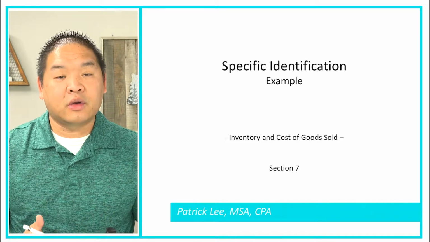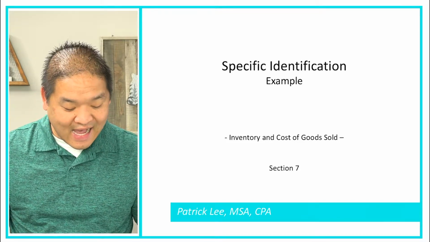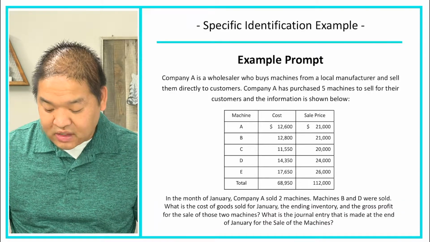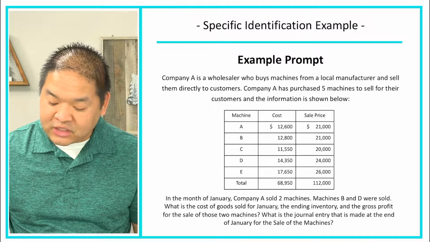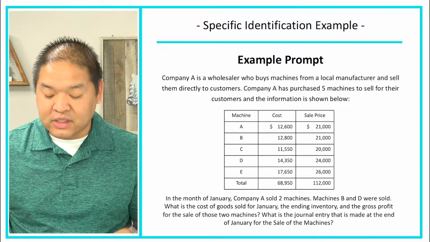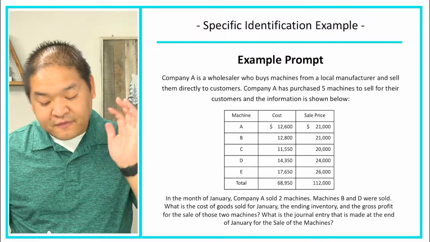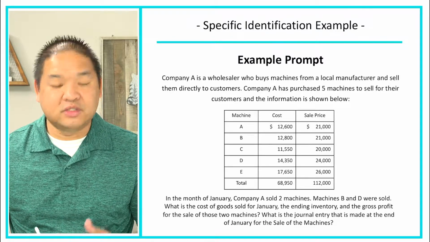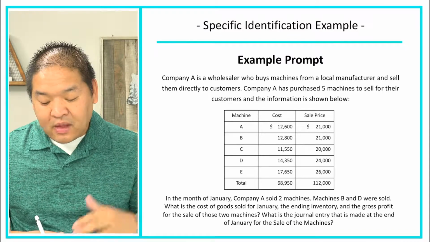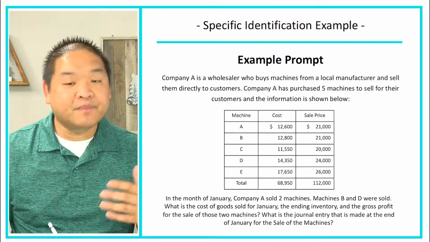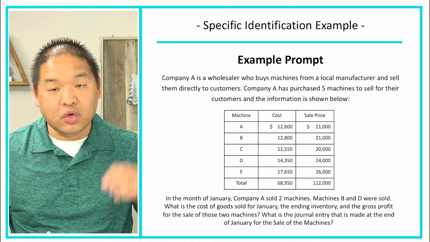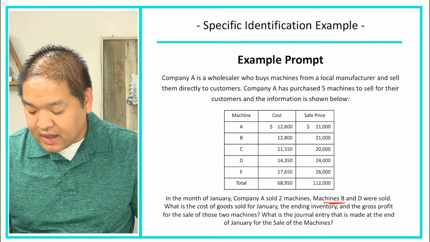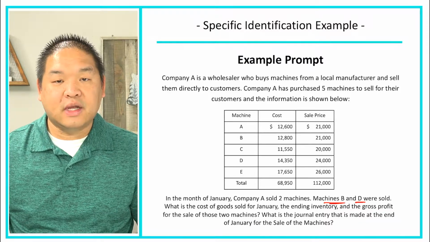So here we go. We're going to go through an example here with specific ID. Here's our example prompt. Company A is a wholesaler who buys machines from a local manufacturer and sells them directly to customers. Company A has purchased 5 machines to sell to their customers, and the information is shown below. So we've got machines A through E, we've got their cost and their sales price. In the month of January, Company A sold 2 machines. They sold machine B and D to our customer.